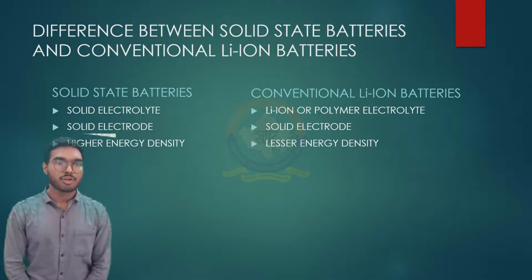Now I will talk about the difference between solid-state batteries and conventional lithium-ion batteries. Solid-state batteries have a solid electrolyte, whereas conventional lithium-ion batteries have a liquid electrolyte, that is, a lithium-ion or polymer gel electrolyte. They both have solid electrodes, and as compared to conventional batteries, solid-state batteries have higher densities.